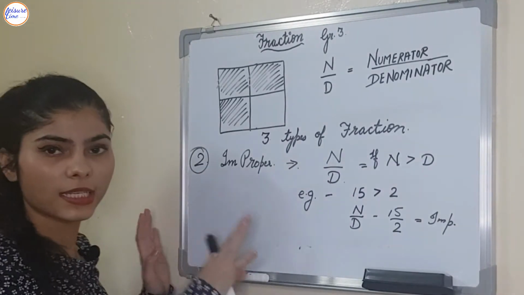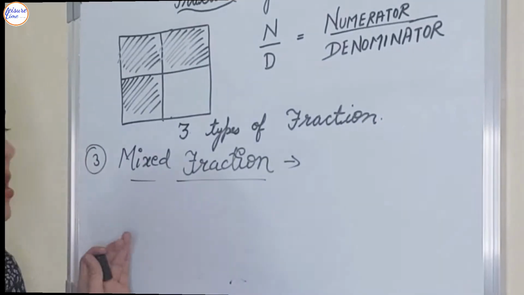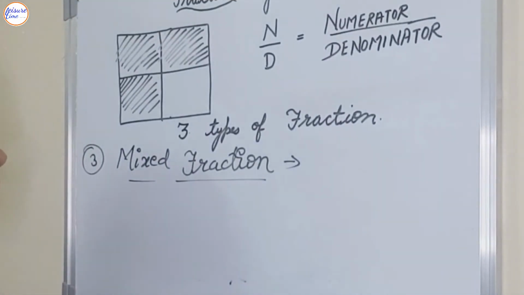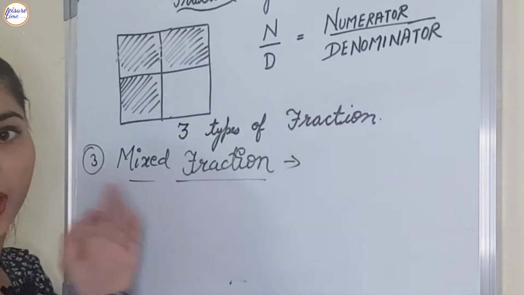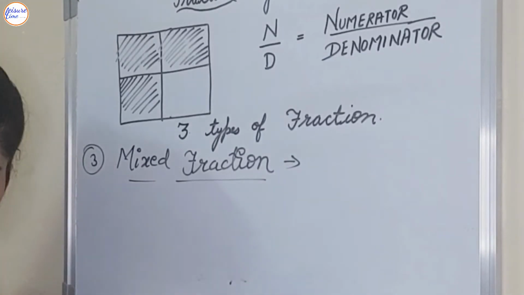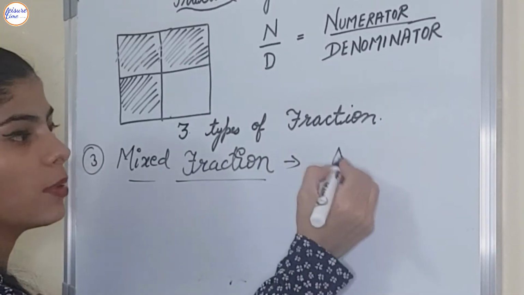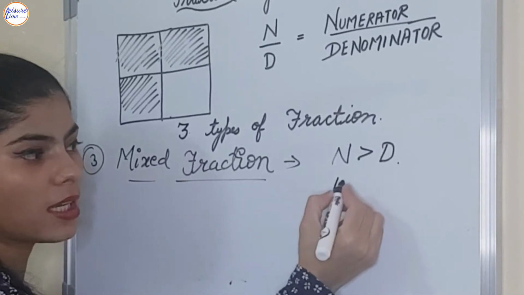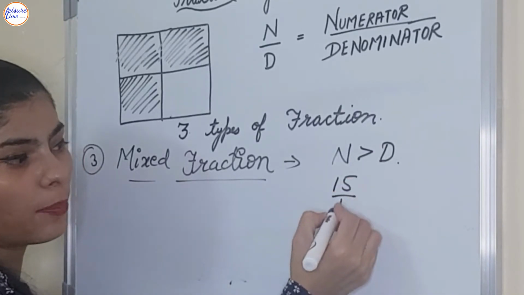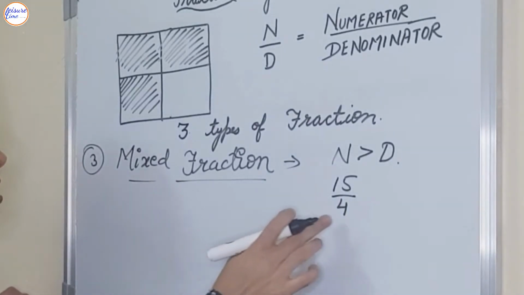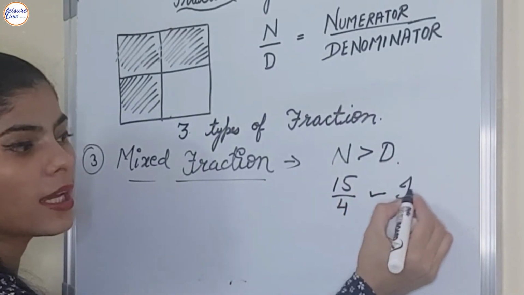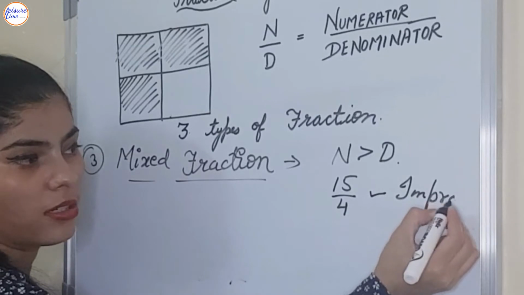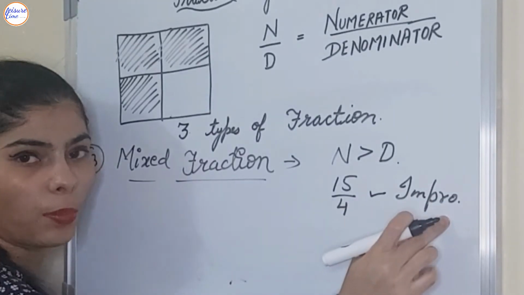Okay, so it is clear. Now next is mixed fraction. For the mixed fraction, again I am going to tell you the improper fraction, where numerator is greater than denominator. Suppose I am taking 15 divided by 4. You know that this is an improper fraction. This is the example of improper fraction.